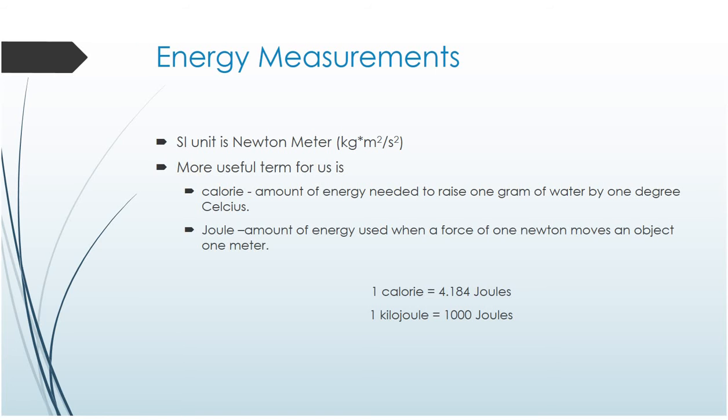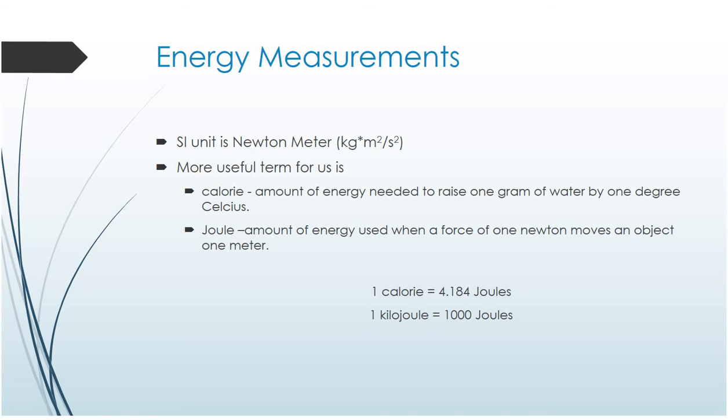Now, typically we use two terms more. One is the calorie. You are familiar with the term calorie from food labels. Well, those calories are really kilocalories, so they're really 1,000 true calories. Now, a calorie is the amount of energy needed to raise 1 gram of water by 1 degree Celsius. So when it says a candy bar has 260 calories, it really means 260,000 calories. But that would probably not sell as many candy bars, so they use kilocalories there.